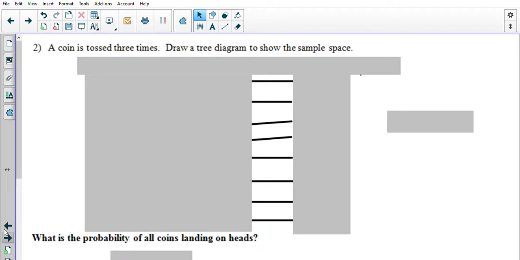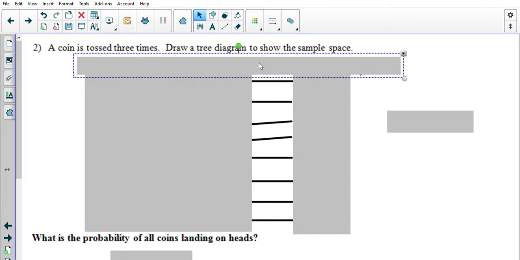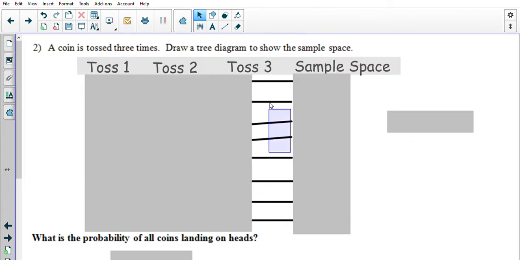All right, so number 2, a coin is tossed 3 times. Draw a tree diagram to show the sample space. So a lot of times I have students who want to list heads and tails across the top. Those are not my events. My events are the three tosses of the coin. You can even say like coin one, coin two, coin three, but in this case, it's the same coin being tossed three times. So toss one, two, and three are my events.